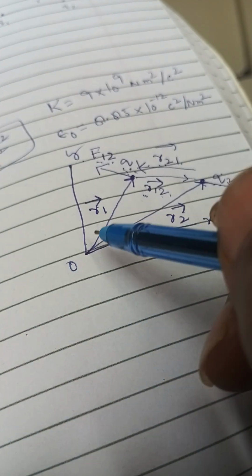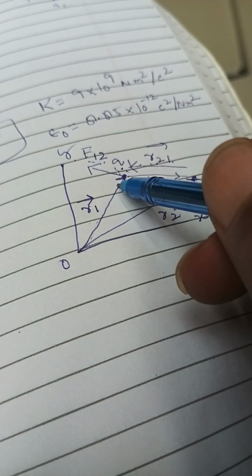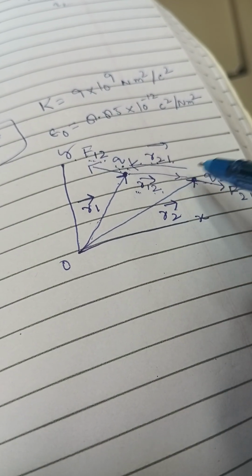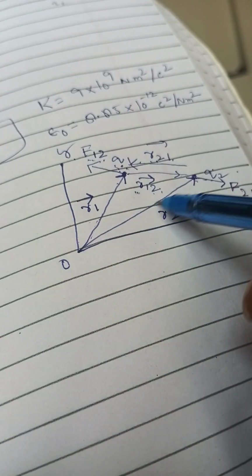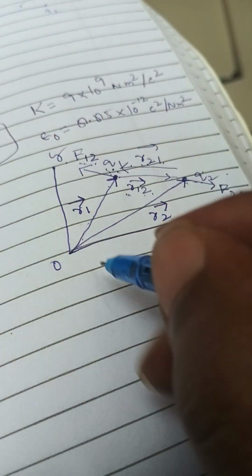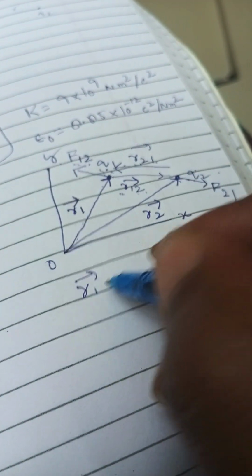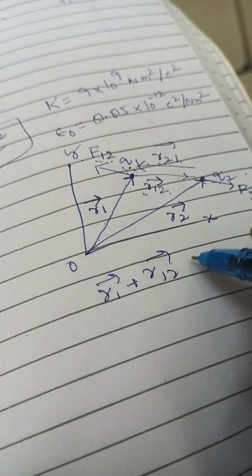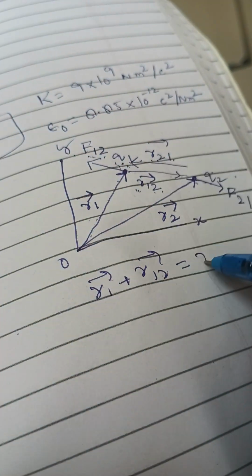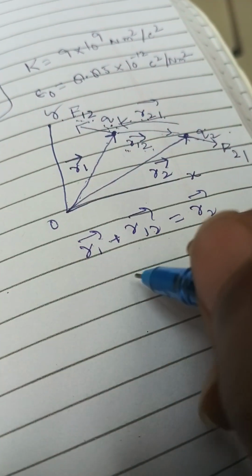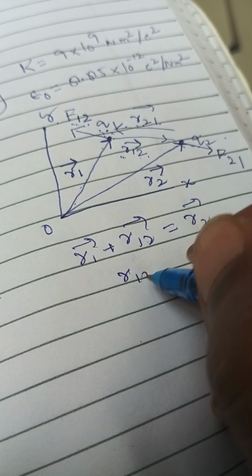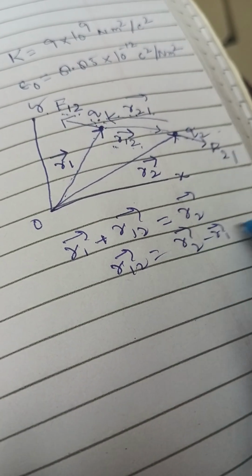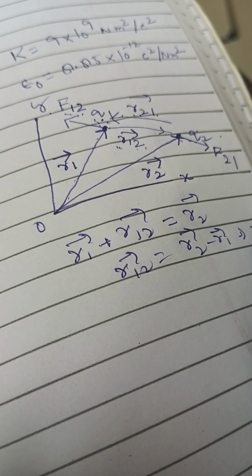Now see, R1 and R12 are taken in the same order, and R2 is in reverse order. So by the triangle law of vector addition, R1 vector plus R12 vector, taken in the same order, their resultant is R2 vector, taken in the opposite order. So here R12 vector is R2 vector minus R1 vector. This is equation 3.